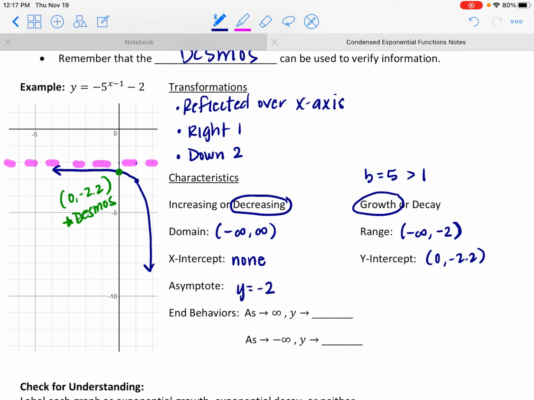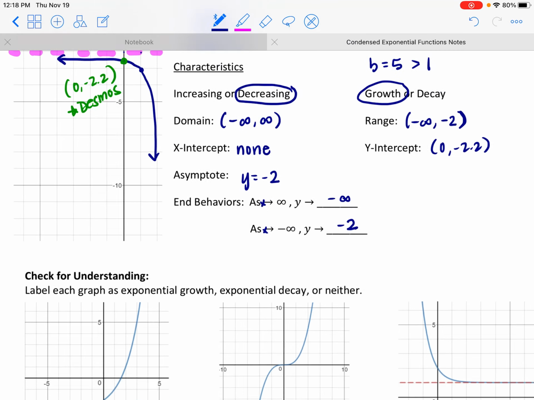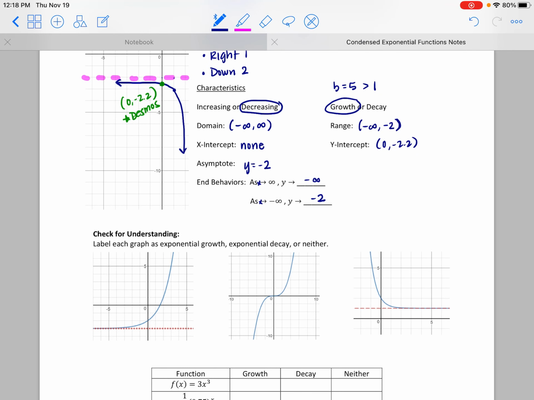And then the end behaviors. If we go to the right end of this graph, these y values are headed down forever toward -infinity. And if we go to the other end of the graph, the left end of the graph, these y values are getting closer and closer to that asymptote. So on the left end here, we're approaching -2, the asymptote. Okay? So those are the basics of graphing.